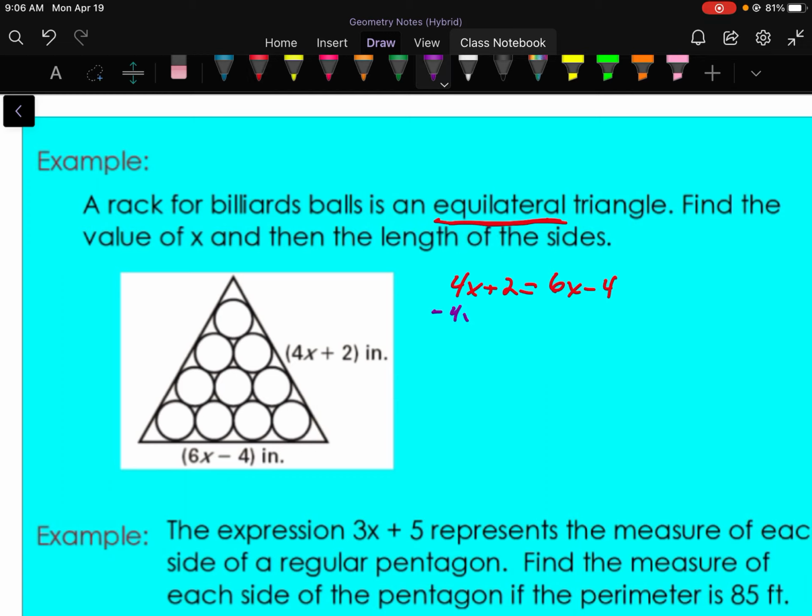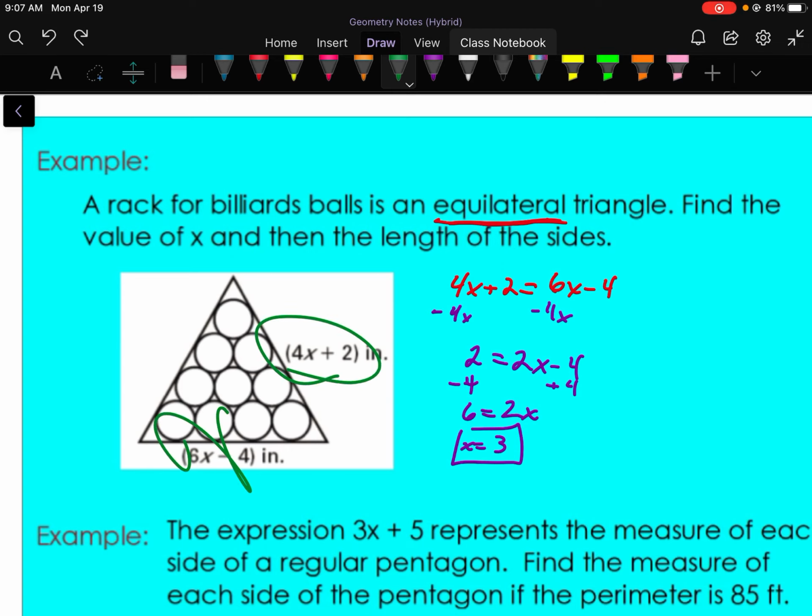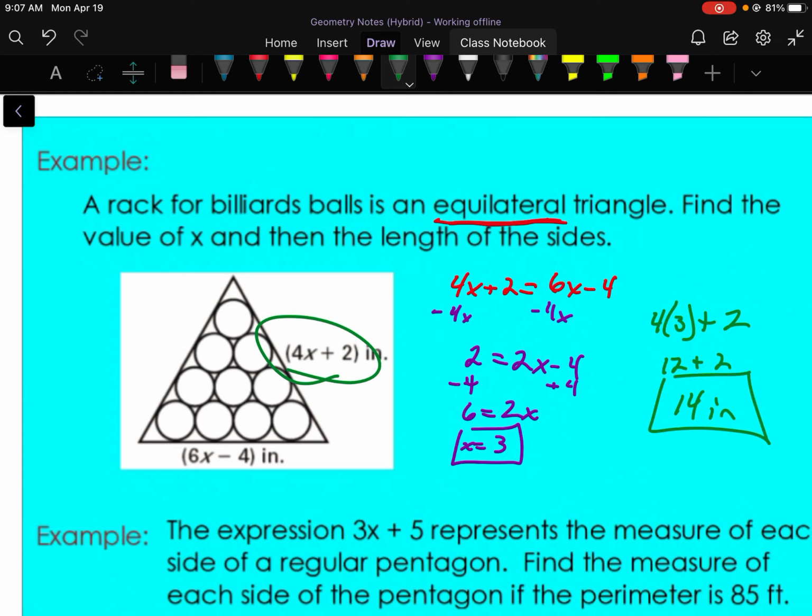We first have to find x, and then we'll plug it back in to find the length of each side. So we'll start by subtracting 4x. So we have 2 equals 2x minus 4. We'll add 4. 6 equals 2x. And last but not least, x equals 3 if you divide both sides by 2. So that's the first part. Now if I want to find the length of a side, you pick either one. I'm going to take that one because there's no subtraction involved. So I take 4 times 3 plus 2. 4 times 3 is 12, plus 2 is 14 inches. That is the length of each side.